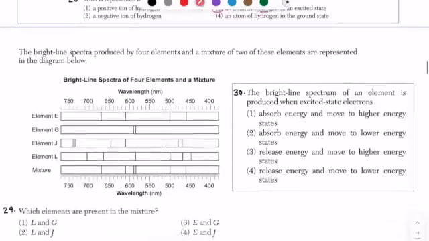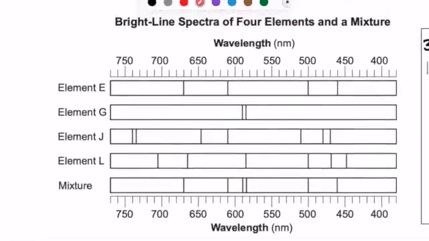And then these, I believe, are the last questions. So which elements are present in the mixture? This is about bright line spectrum, and there are only two things that you need to know about bright line spectrum. The first is that you will be given a spectrum of different elements, and then you'll have a mixture, and your job will be to identify what elements we have in the mixture. So all you have to do is match the lines.